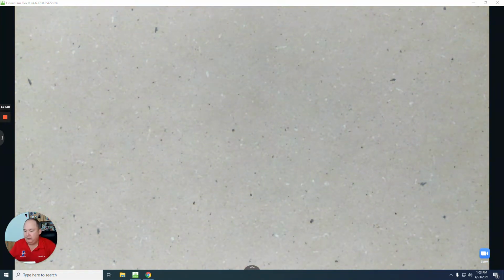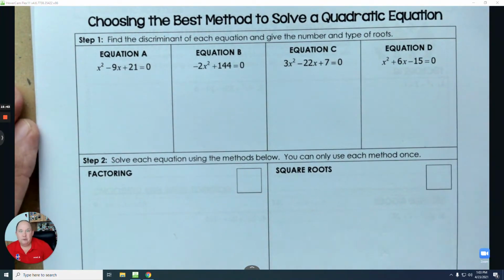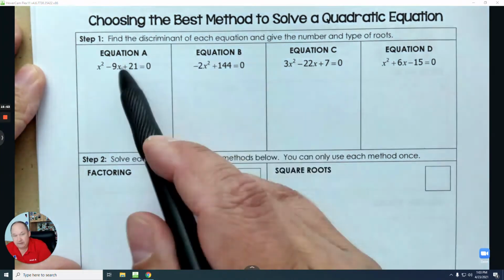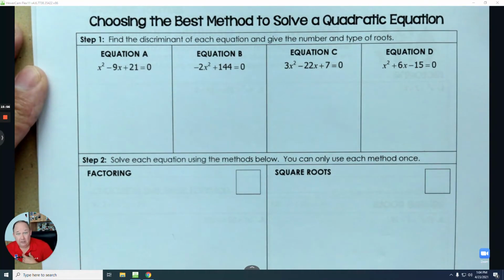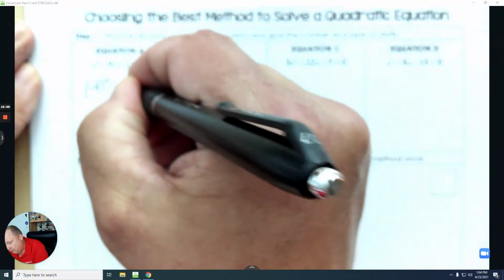All right, so the next page we have 4 equations, and we're going to think through how we're going to solve it. And we have 4 different methods to pick from, and you can only use one method each time. So we're going to try that. So first of all, we're going to find the discriminant and see how that can help us. So the discriminant is b squared minus 4ac.